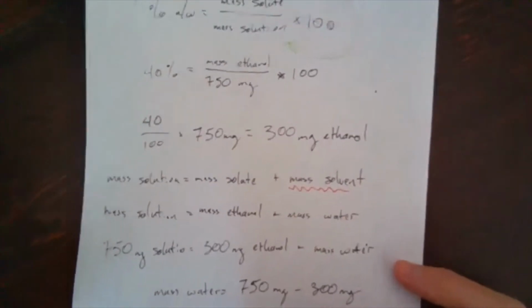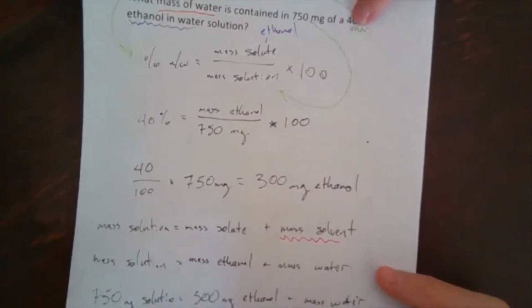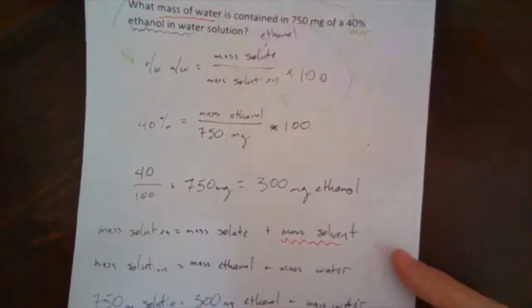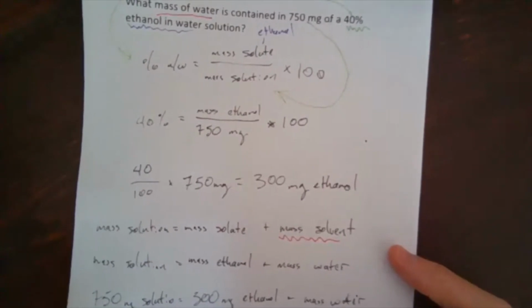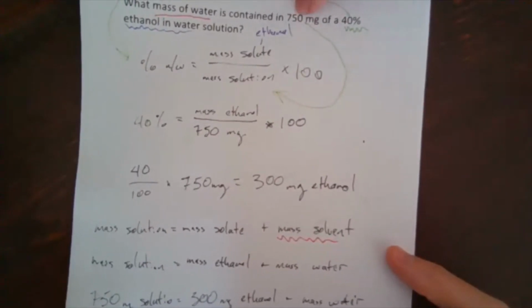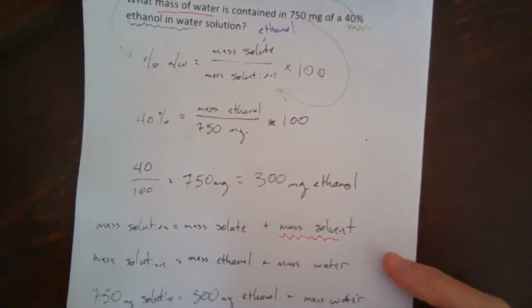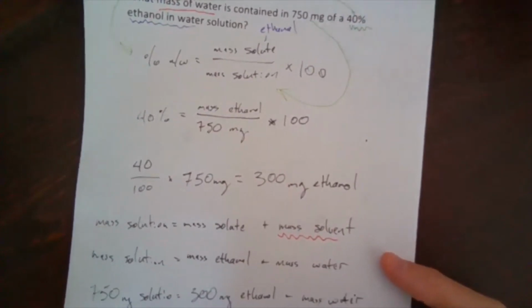But the other aspect of concentration is that this is just a generic relationship, 40%. It doesn't describe this particular solution, and it lets you figure out aspects of this solution. Say you were given this, you had 750 milliliters of a solution, and it's 40%. Well, how much water is in there? How much ethanol is in there? How can you do that?